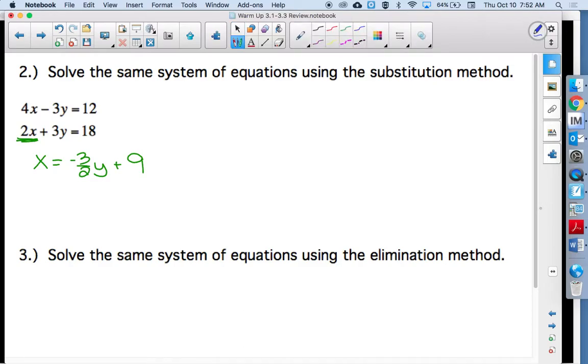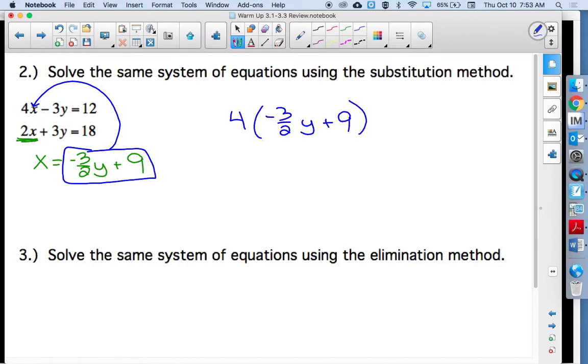And then substitution says you take this equation, you go into the other, and you replace x because he solved for x. So instead of x, we have -3/2 y plus 9, and then minus the 3y that was originally in the equation equal to 12. Again, if you didn't solve it exactly this way, that's okay. You may have set a different variable equal, isolated a different variable.